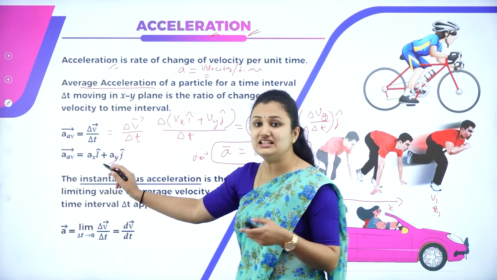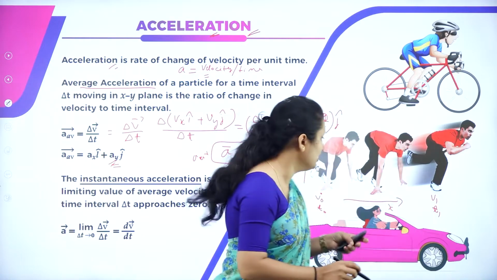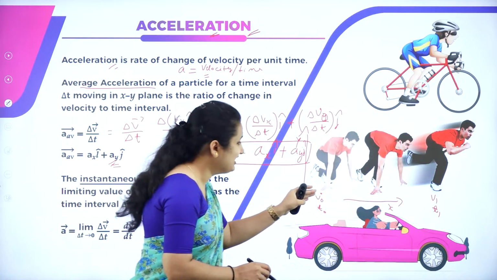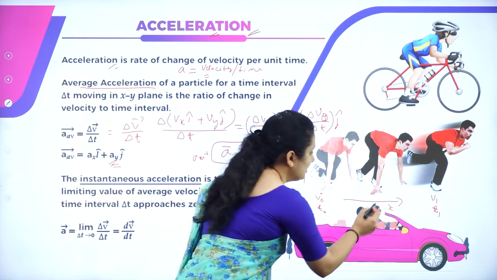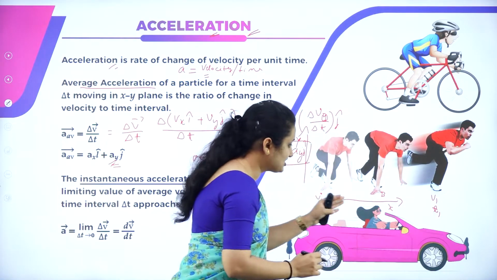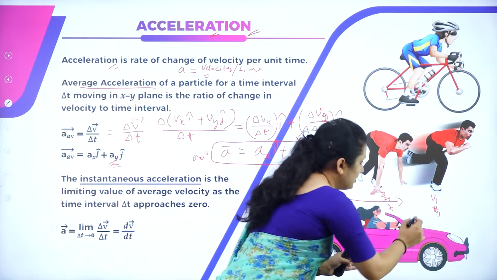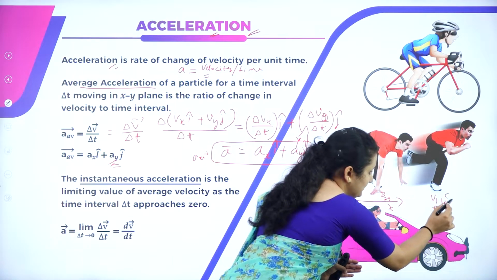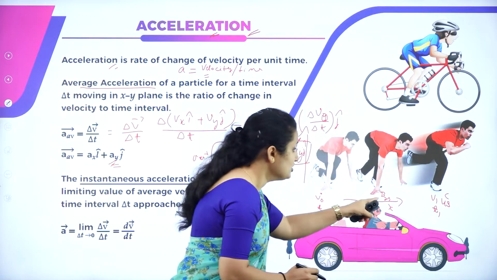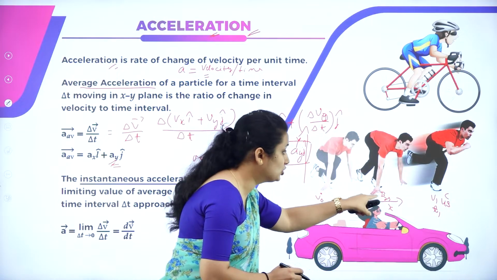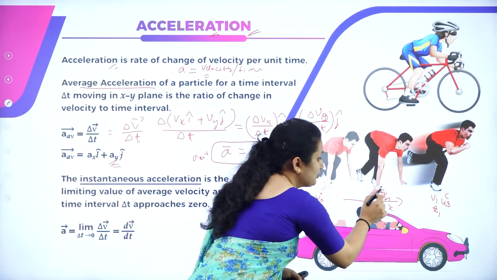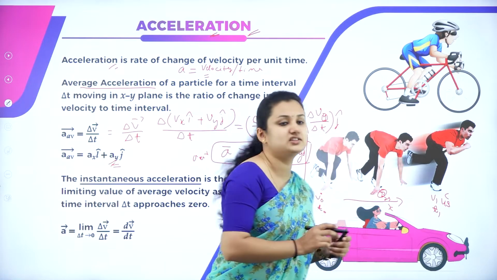So next I have instantaneous acceleration. A boy is initially at V0. He will increase his velocity. He will reach point B as time increases, say after 2 seconds. And again at 4 seconds, the boy has reached point C. He is increasing his velocity. So at 2 seconds, the boy is at position B.